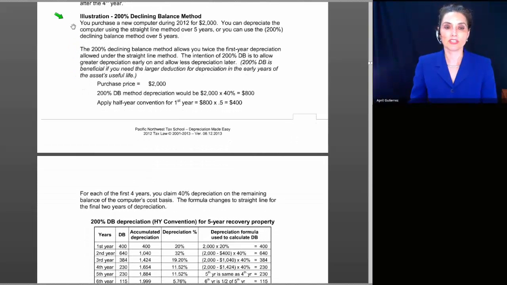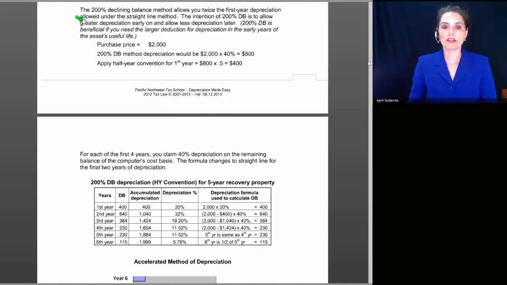And here's an illustration, 200% declining balance method. You purchase a new computer during 2012 for $2,000. You can depreciate the computer using the straight line method over 5 years, or you can use the 200% declining balance method over 5 years. The 200% declining balance method allows you twice the first year depreciation that is allowed under the straight line method.